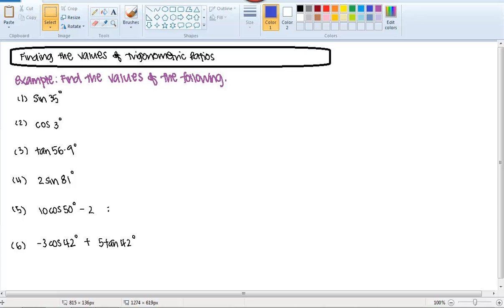Okay, so now we'll move on to find the values of trigo ratios. We can actually make use of our calculator to evaluate the value of a trigo ratio. So make sure that you have got your calculator with you right now before we can actually move on to the next part of this lesson.